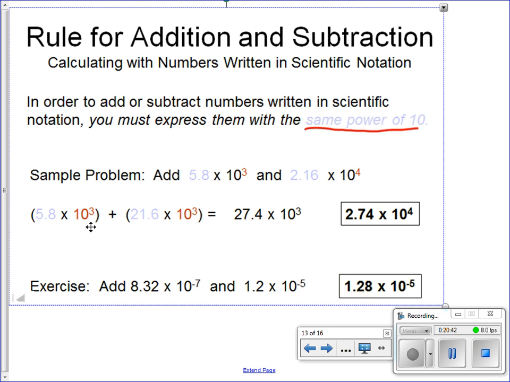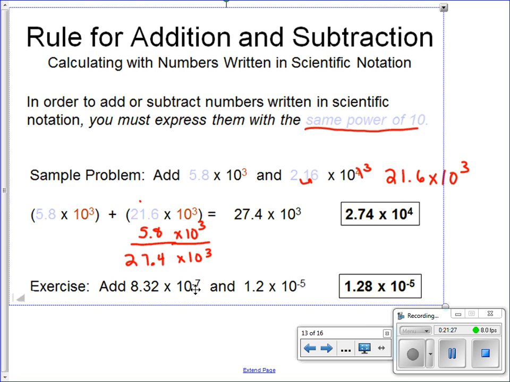So we'll keep 5.8 times 10 to the third, and then we're going to go ahead and convert 2.16 times 10 to the fourth to 21.6 times 10 to the third. So we're going to move this decimal back over 1, and then that takes the 4 to a 3. So now we have 21.6 times 10 to the third. Now we can add 21.6 plus 5.8 times 10 to the third. The powers of 10 remain the same. Just bring them down. Times 10 to the third. 6 plus 8 is 14. Bring down your decimal. 6, 7, 2. So 27.4 times 10 to the third.